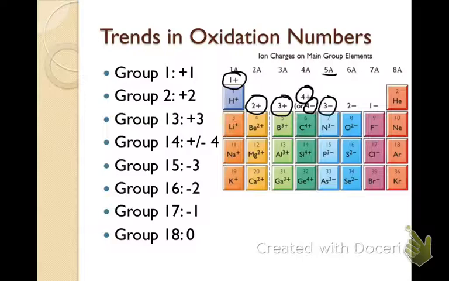5A is negative 3, because if we show here, nitrogen has 5 valence electrons, so it actually only needs 1, 2, 3 more negative charges in order to essentially have a full outer shell. Anything in 6A is negative 2, 7A is negative 1, and 8A have no oxidation numbers because they already have a full outer energy level.